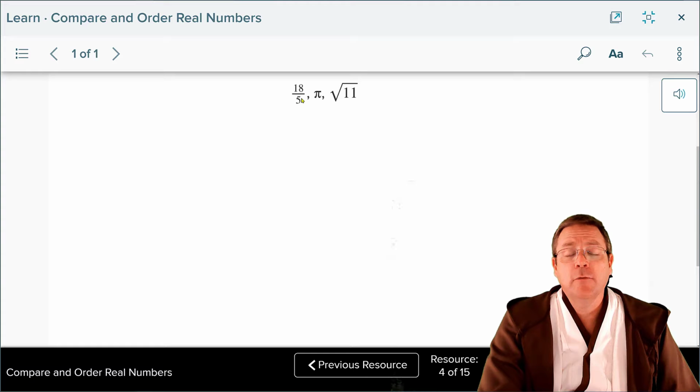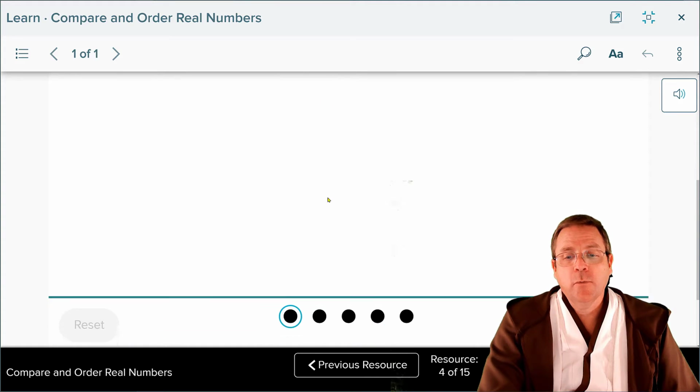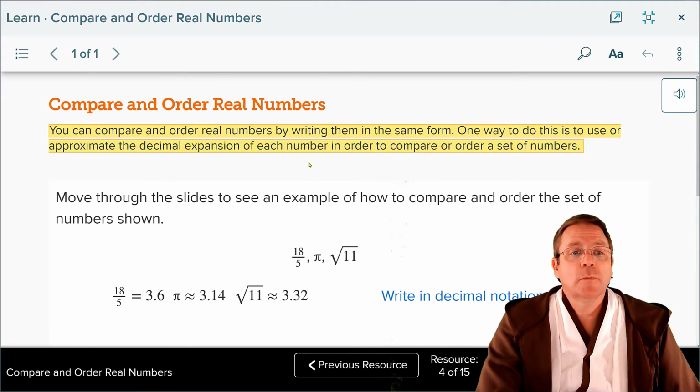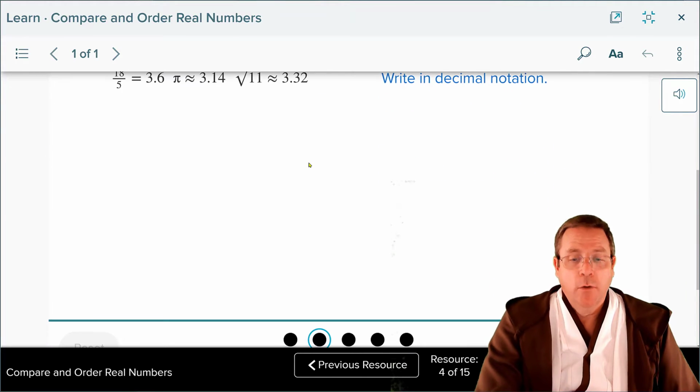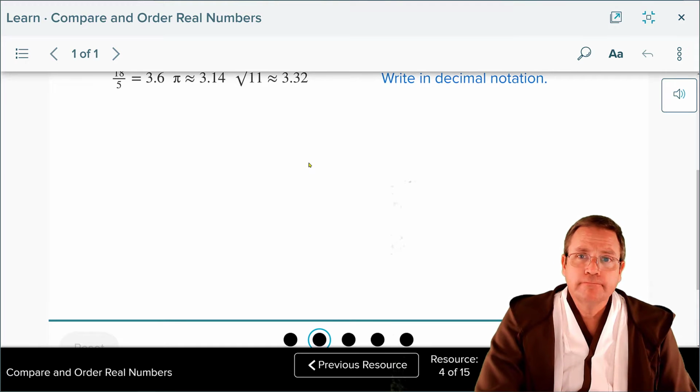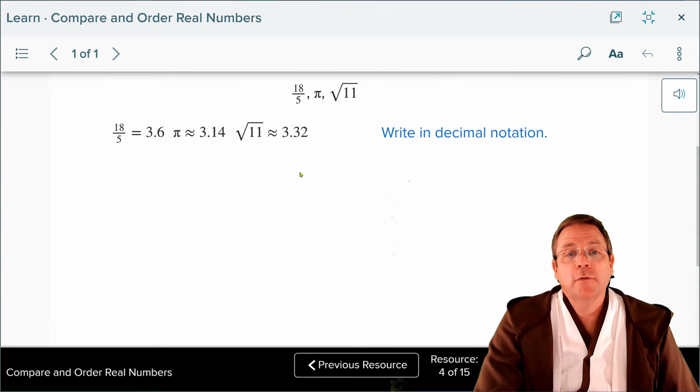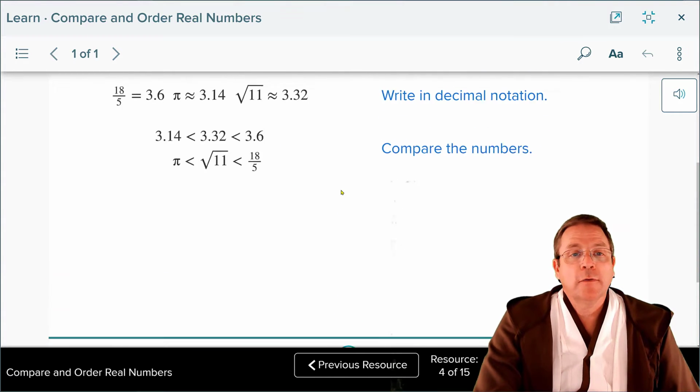And we're looking at 18/5, pi, and the square root of 11. So the first thing they're going to do is write everything in decimal notation. 18 divided by 5, that was 3.6. Pi, that's about 3.14. And the square root of 11, that came out to be 3.32. For this one, how they refer to it as decimal expansion, or truncating, would both work well, because you can see to the tenth place they're all very different. Let's see what they're going to say to do from here.